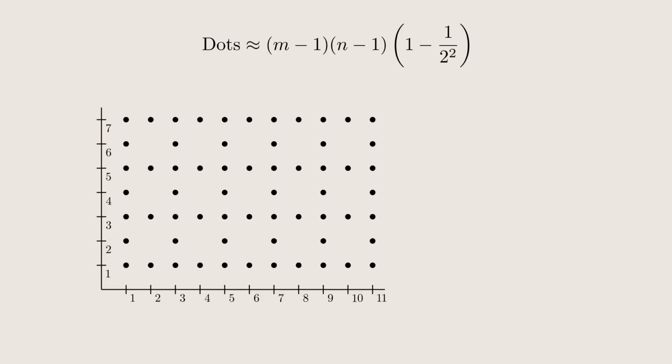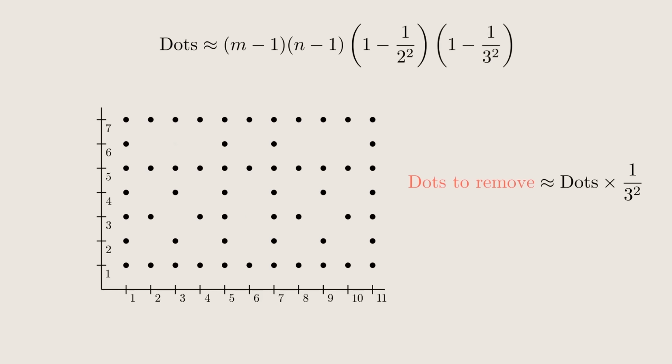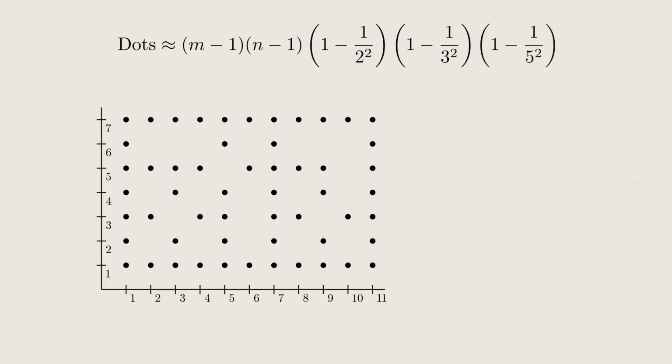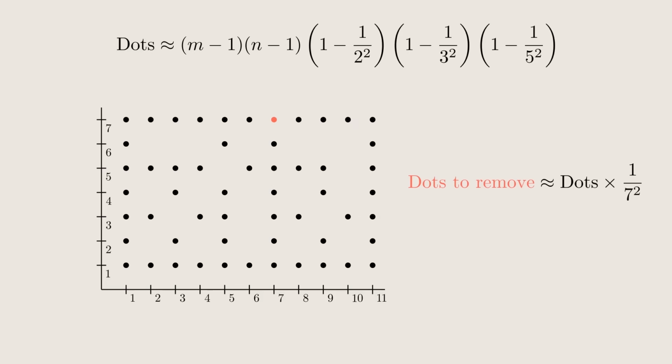Next step, from the dots left, we remove all dots whose x and y are both divisible by 3. We can use the fact that primes just kinda don't interact. So about a third of dots left have x divisible by 3, and same for y. So about a ninth of dots needs to be removed. The number of dots left would be about 8/9 of the dots from the previous step. Next, we remove all dots whose x and y are both divisible by 5. We are basically going to do this for all prime numbers.